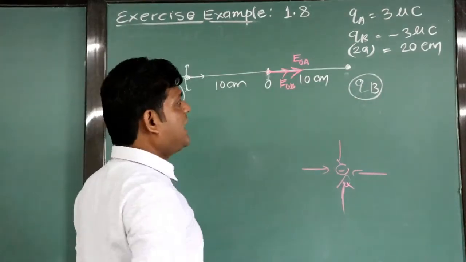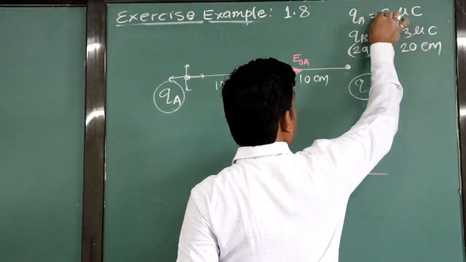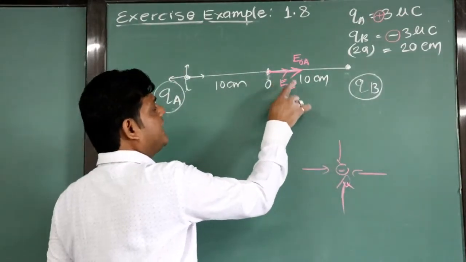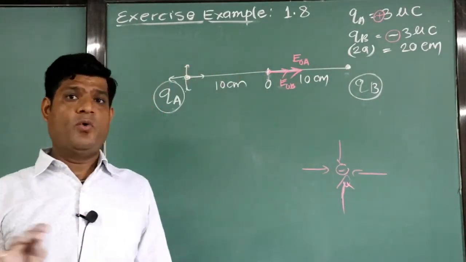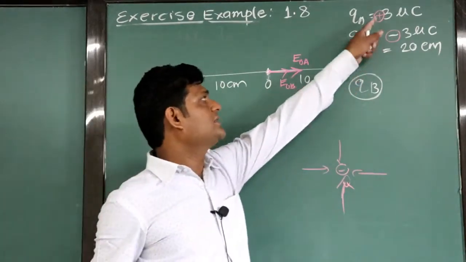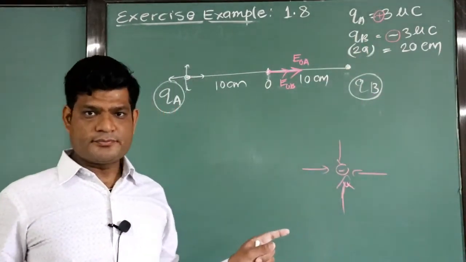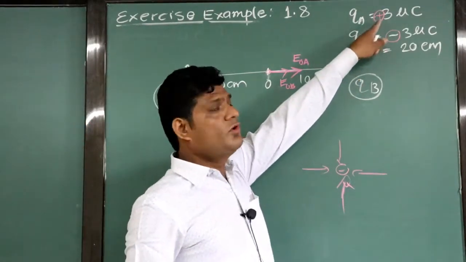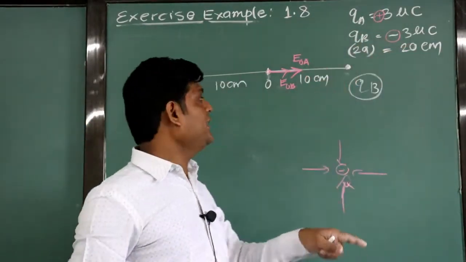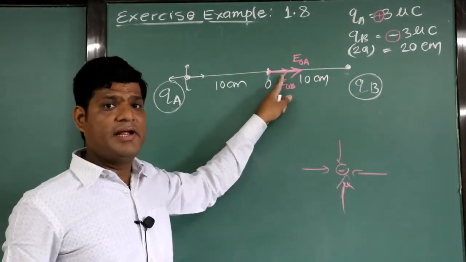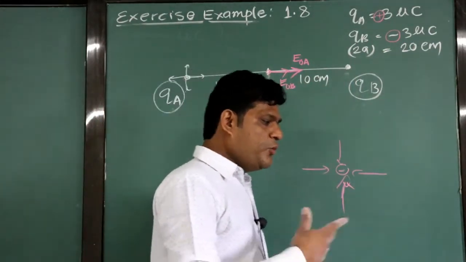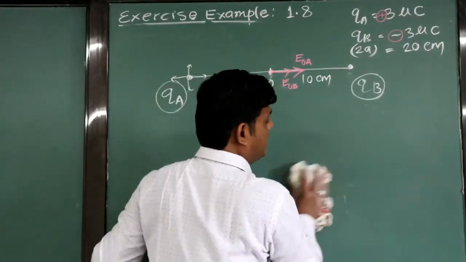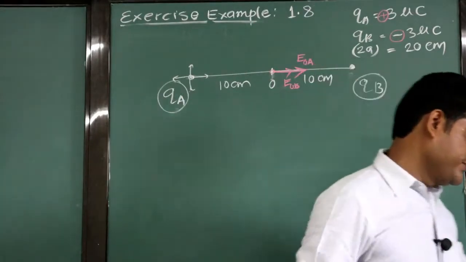So the plus and minus help us to find out the direction of electric field at point O. The role of plus and minus ends over here. What I am saying is, the role of plus and minus is to find the direction of electric field at point O. Now in the numerical we will put the magnitudes of the charges.